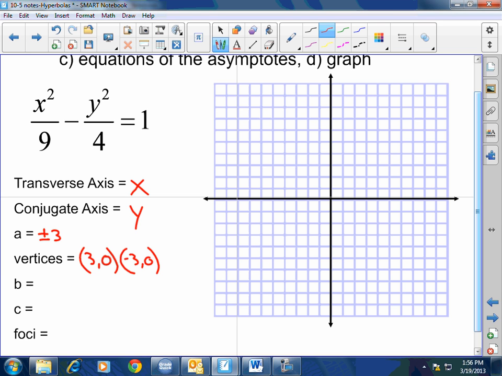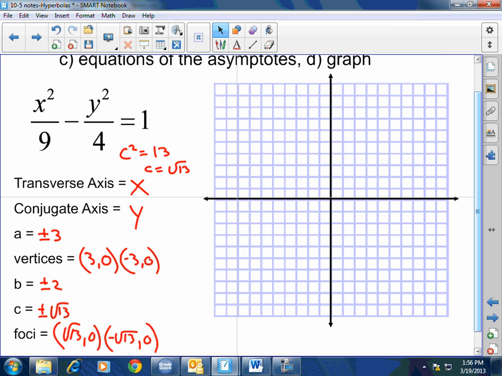Excellent. Okay, we do know my b. What's my b? Plus or minus 2, right? And then my c is going to be c squared equals 9 plus 4, so that's 13. So c equals square root of 13. So plus or minus square root of 13. My foci is on my transverse axis. So that's positive square root of 13, 0, negative square root of 13, 0.